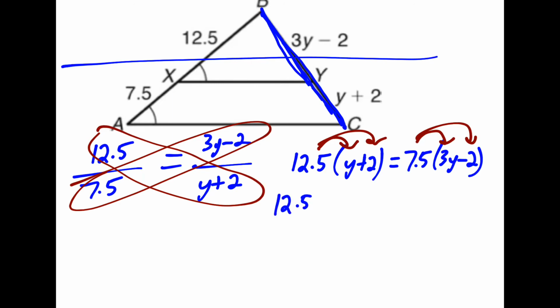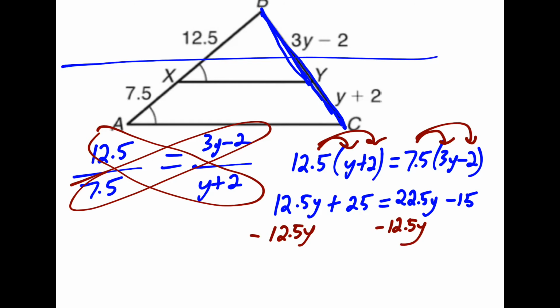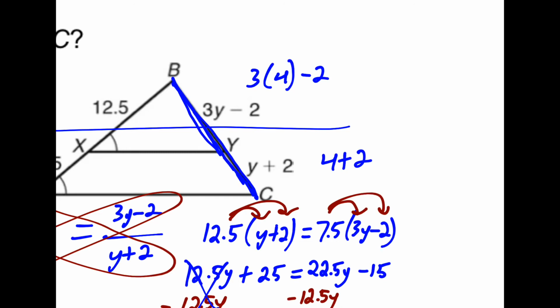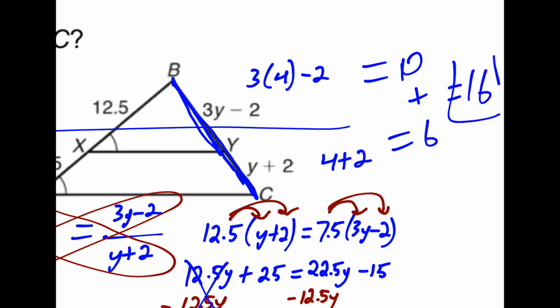If I do so correctly, I'm going to end up with 12.5y plus 25 is equal to 22.5y minus 15. So I will subtract 12.5y from both sides just because that's the smaller value of y. The y's cancel out on the left. I'll go ahead and add 15 to both sides to move the numbers over. This gives me that 40 is equal to 10y. If I divide both of those by 10, I get 4 is equal to y. So I can take this back up into my original equation here, that 3y minus 2 and y plus 2 are the parts that make up this entire side BC. If I solve these, I get 10 and 6, and if I add these two together, my final answer is 16.